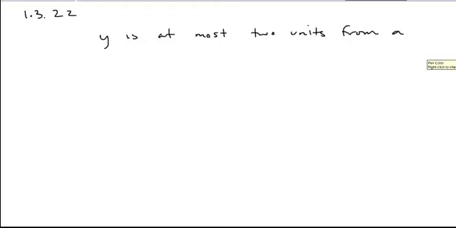With question number 22, it says y is at most 2 units from A. Right, when you are looking to interpret this into an absolute value inequality, you need to identify the 3 elements. There's 2 coordinates and a distance in this problem. So y, 2, and A. Those are your 3 elements.